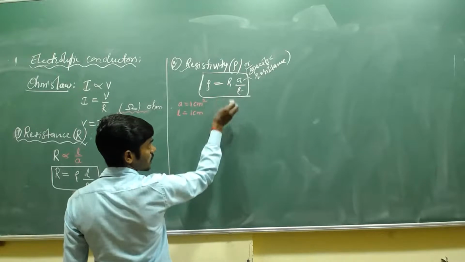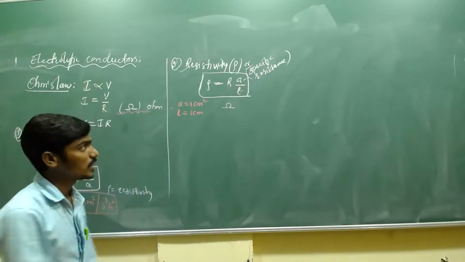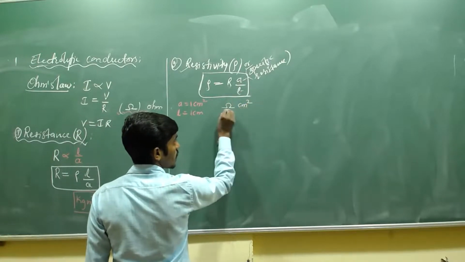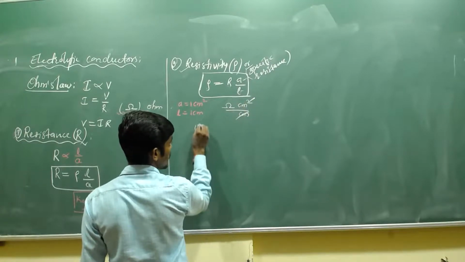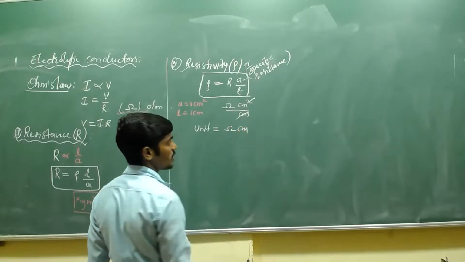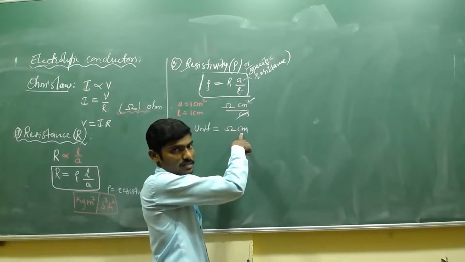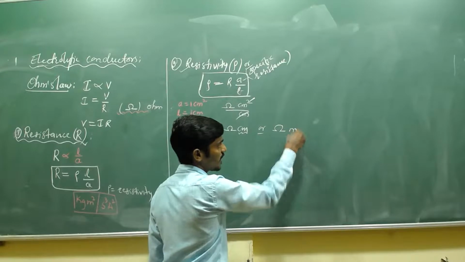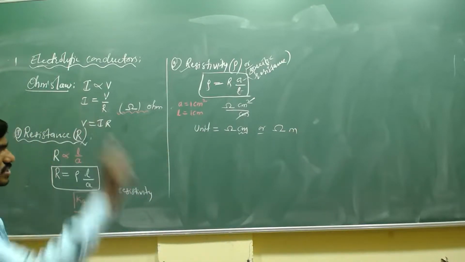And what is the unit of resistivity? For R, the unit is ohm. R is expressed in terms of ohms. Area of cross section is centimeter square, length is centimeter, so one term gets cancelled. Resistivity unit is expressed in ohm centimeter. In SI terms, I can write ohm meter. This is the smaller unit. Ohm meter is expressed for resistivity.